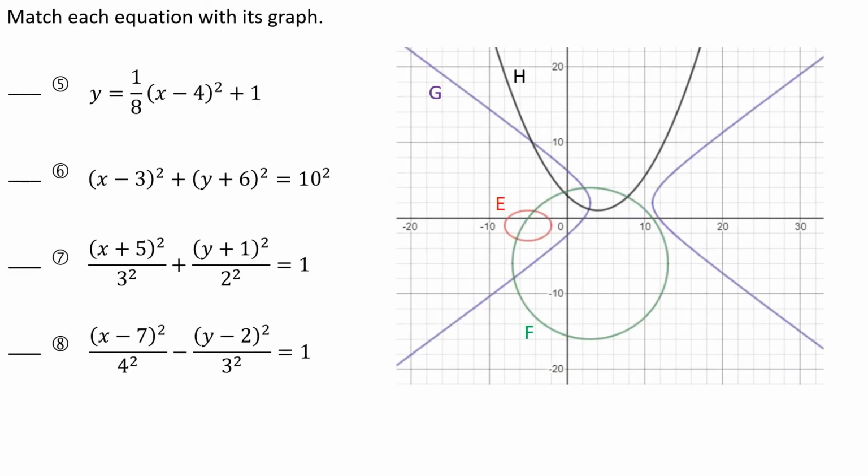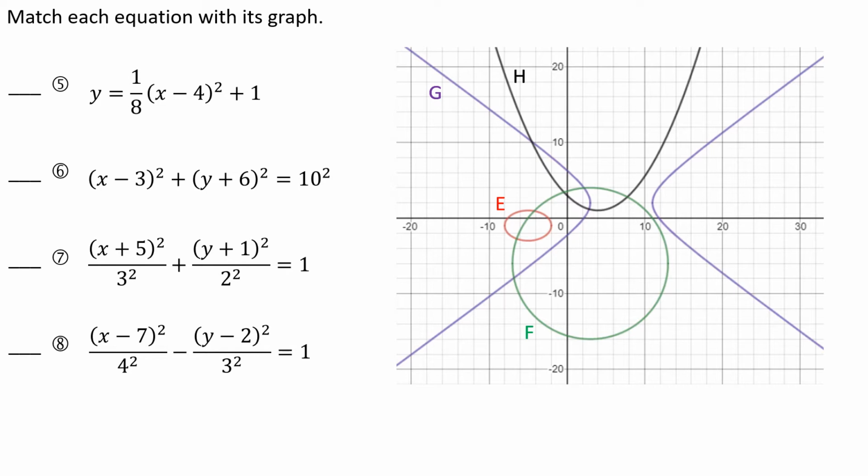Okay, more fun. We did A, B, C, and D. Now let's do E, F, G, and H. Ooh, and these equations look a little bit more interesting. So again, number 5. Which shape does number 5 have to be? Well, only the x is getting squared. It must be a parabola.